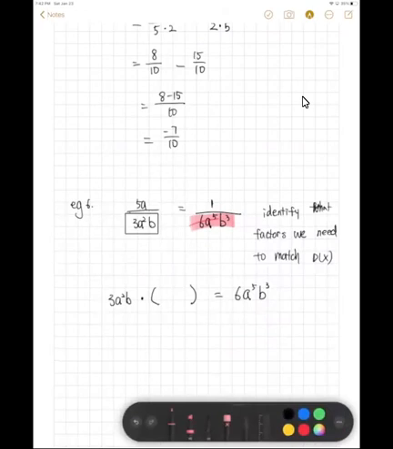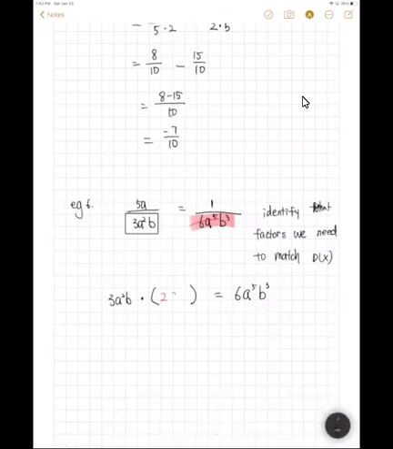So we need 2 times a. Well, you have a squared in here. How many a do you need to get to a to the 5th power? We need a cubed, right? And then b squared. Then you will get to the denominator 6 times a to the 5th, b to the 3rd.